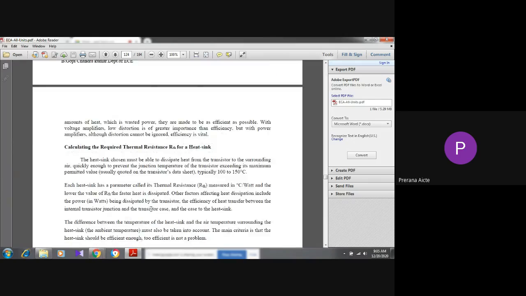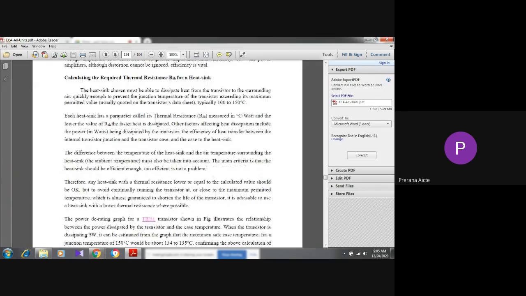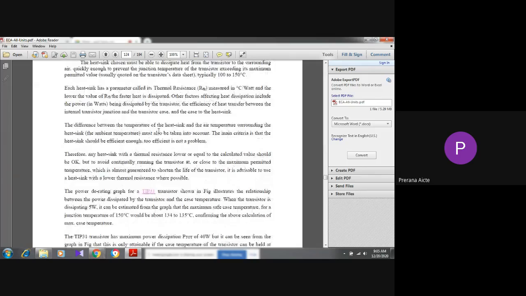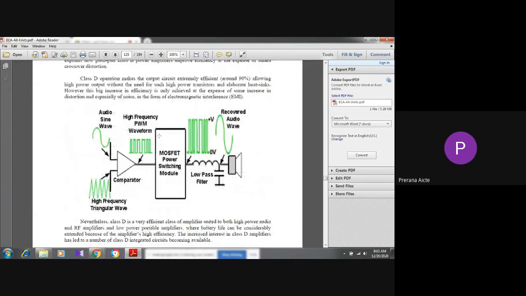Next, how to calculate this thermal resistance Rth? See, this is the theory and the figure: MOSFET, comparator, MOSFET power switching module, and low pass filter. What is this comparator? For this comparator, we can give two inputs: one is an audio sine wave, another is a high frequency triangular wave. The comparator compares those signals and generates the output waveform like this, a high frequency PWM waveform, and this is the input to this circuit.